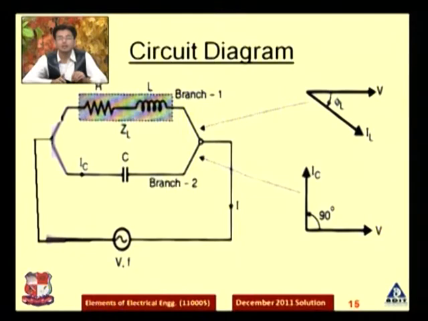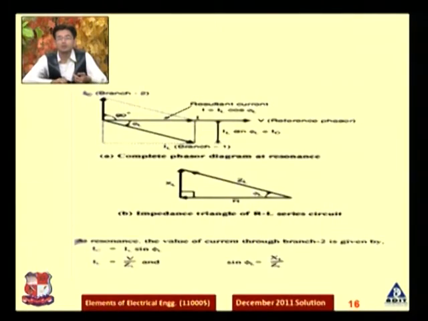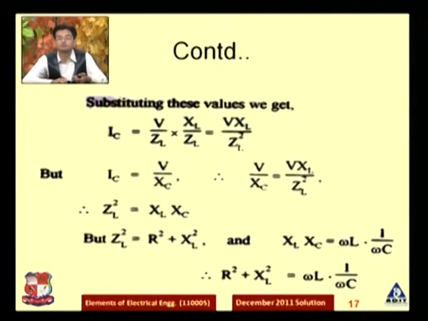So L will create an inductive effect. That means in the inductive effect, what will happen? Current will lag the voltage by phi degrees, while in branch 2, the current will lead the voltage by 90 degrees. Okay, so if you find the resultant, then your resultant circuit will look like this.